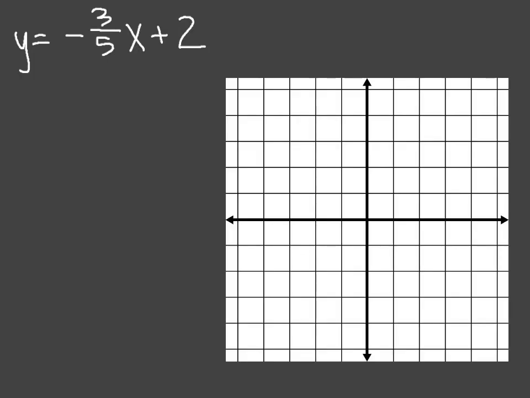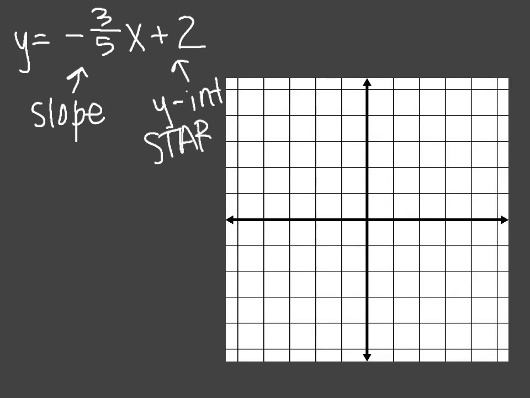So for our first example, we have y equals negative 3/5 x plus 2. So right here in front of our x would be our slope, and this number at the end would be our y-intercept. We always want to start by graphing our y-intercept. Because this problem says plus 2, on my graph I am going to go to my y-axis and go up 2 places and put a point.